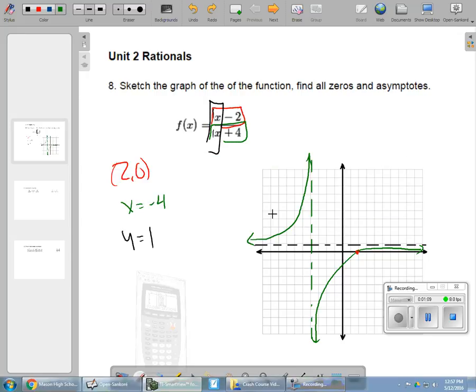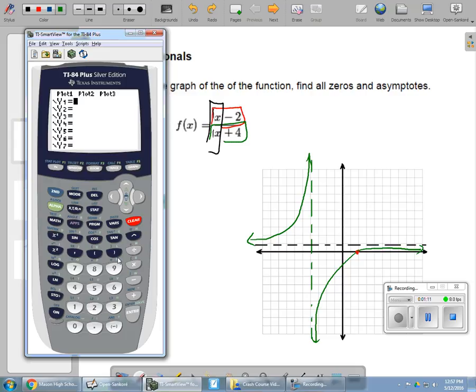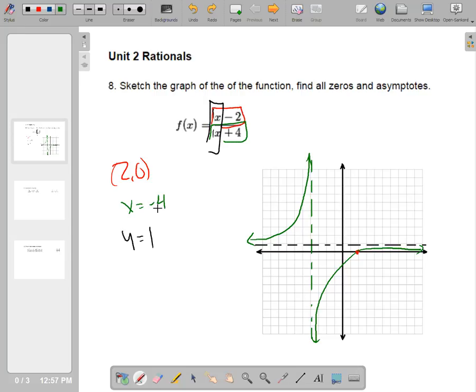So I can check that in my calculator by going in here and saying x minus 2 divided by x plus 4. On your final exam you're going to have your calculator, so you might as well, hang on, zoom, standard, verify your answers and make sure that this looks pretty much like that. So I'm feeling pretty good about that graph. You do need to be able to analyze it though: numerator, denominator, and then how to find horizontal asymptotes.